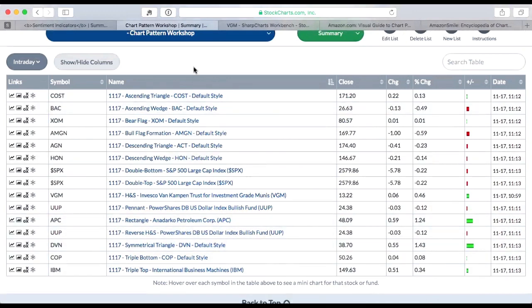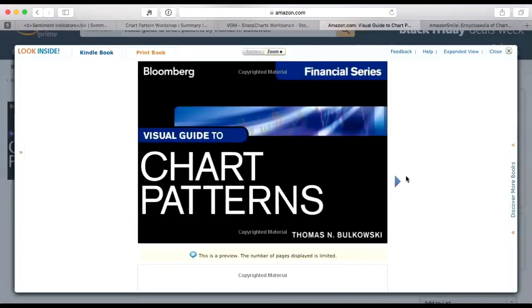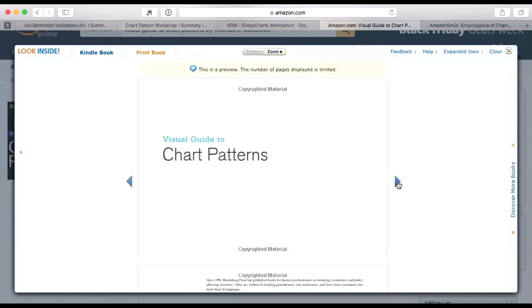What I may do is, rather than the picture of it, I'll just have the link. And then I will probably put some of these guidelines in that come right out of Thomas Bulkowski's book. So highly recommend. If you want more information, this one especially is really great for beginners.